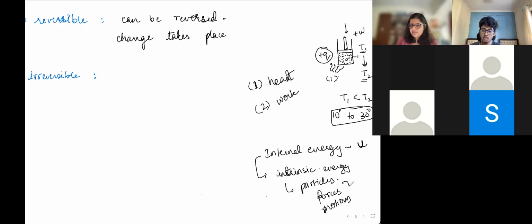So all of the energy associated with it, so all the potential energy associated with the forces, all the kinetic energy associated with it, like forces matlab bonds and forces. So all of this energy together is called internal energy. Okay, so that's something inherent. If something exists, it will have its own internal energy. And depending on how much internal energy it has, that decides ki, okay, us substance ka temperature kya hoga.